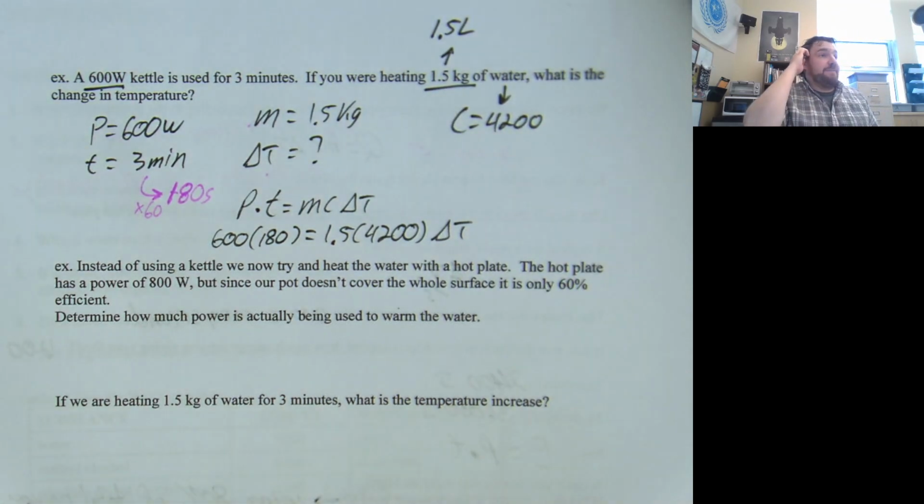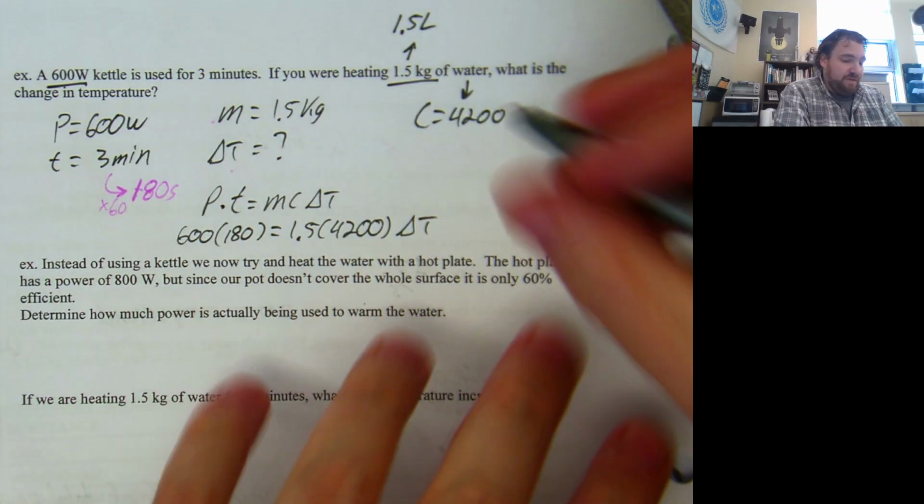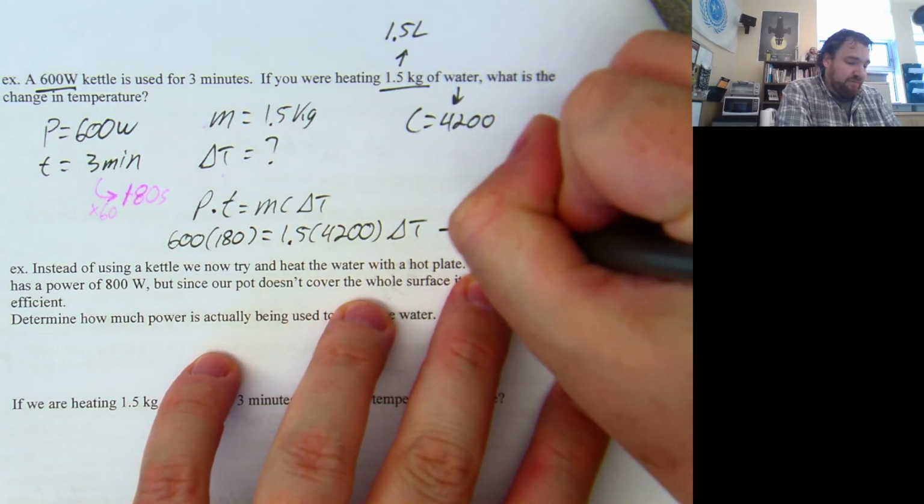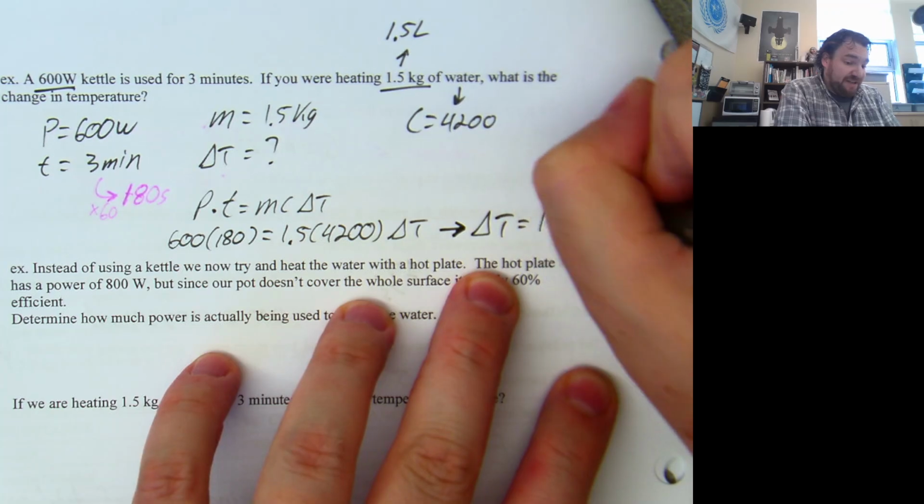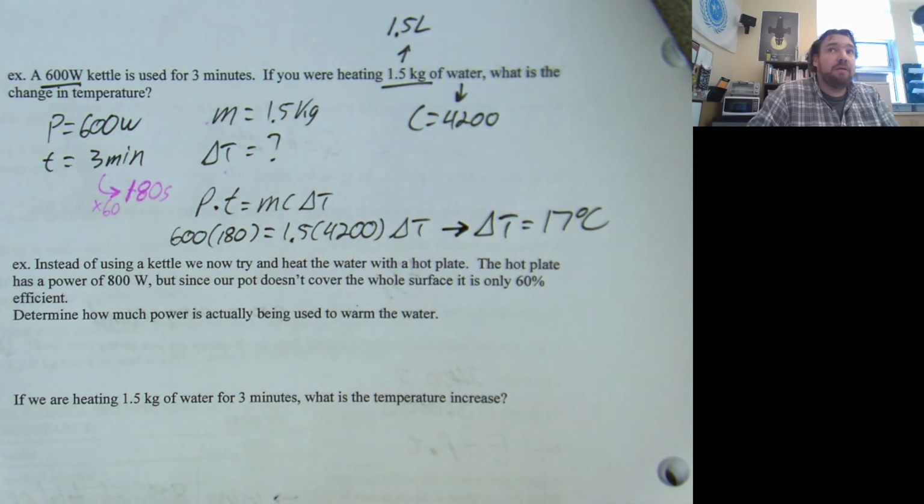And we're not looking for a final temperature or an initial temperature. We just want to know what the change is. So this is relatively easy to solve. It'll be 600 times 180 divided by 1.5 times 4,200. Solve this thing, delta T is going to be roughly 17 degrees, 17.1. So 3 minutes with the kettle is only going to change the temperature of that water by 17 degrees.